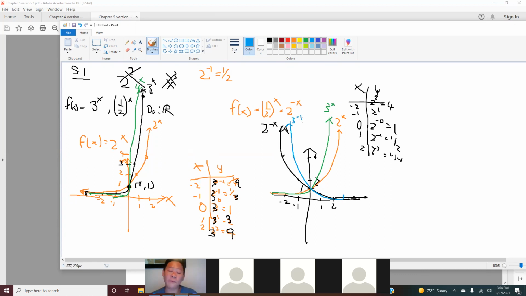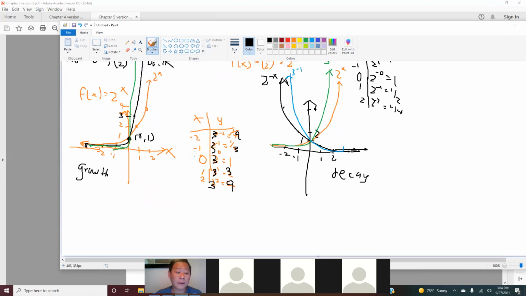So we have a name for this. For those that go to the positive, if you read the graph from left to right, this graph keeps on increasing. So this is called exponential growth. And if you read the graph from left to right for this case, this is called exponential decay. So it's decreasing the whole time, and the other one is increasing the whole time.